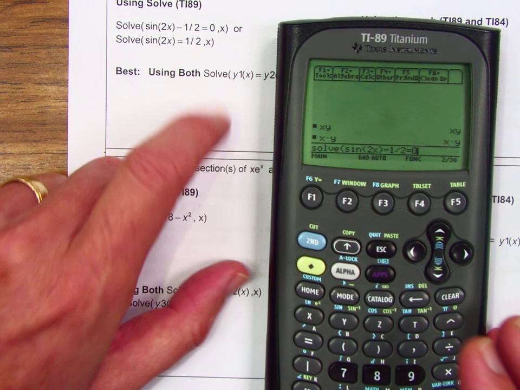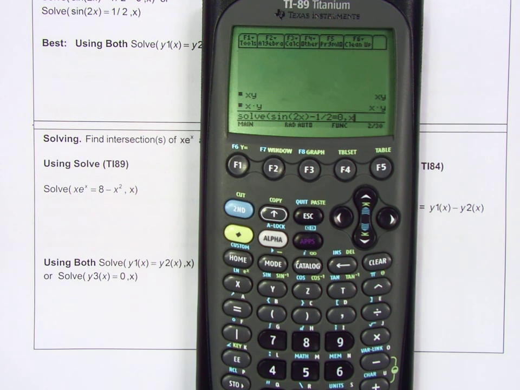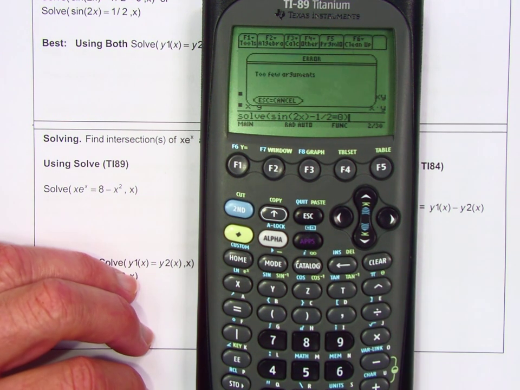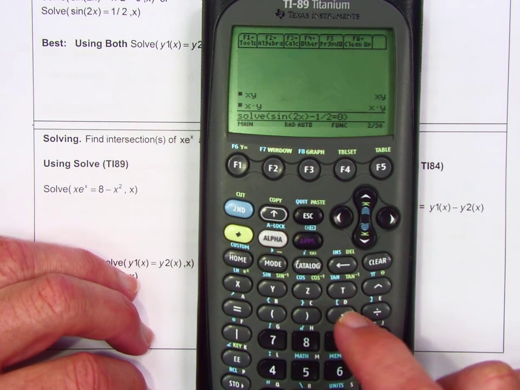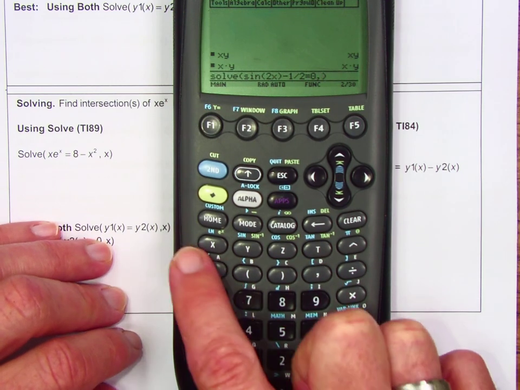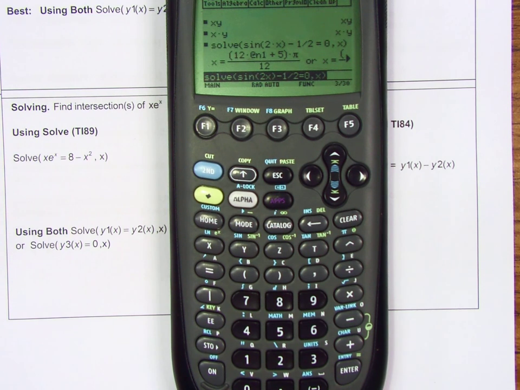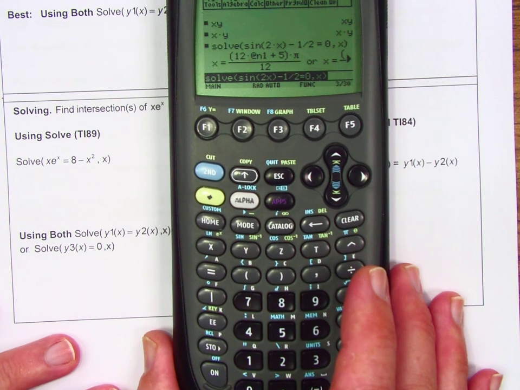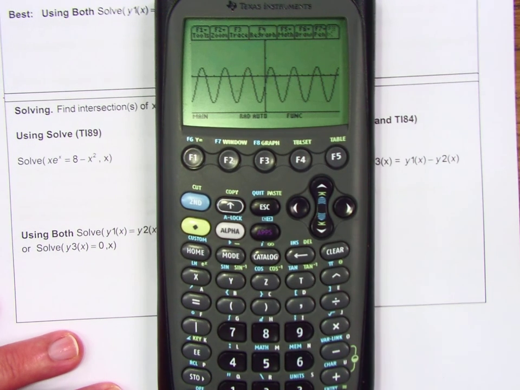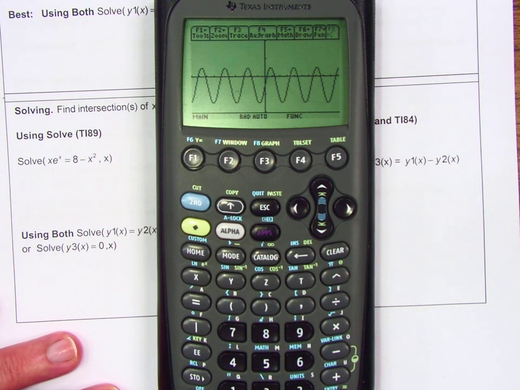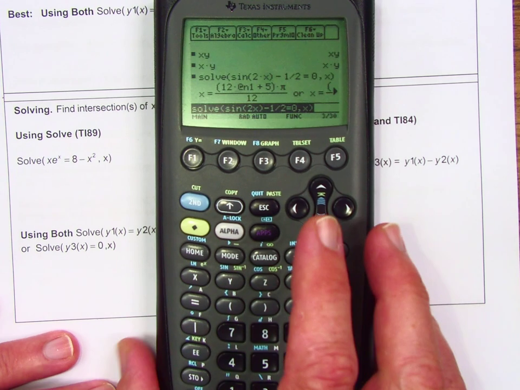Now we need to tell it what to solve for, so I have to do comma x. If you don't do comma x, I'll show you what happens. You get this error. Doesn't know what it's solving for. So you hit escape, and then you just do comma, which is right here, x. And I hit enter, and if you look, it gives me this gobbledygook. And you're like, what in the world is that? Well, if you go back to your graph, if you remember, there were a whole bunch of them. It's giving us all of them. But it's messy.